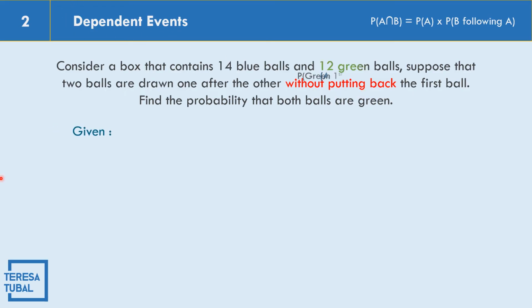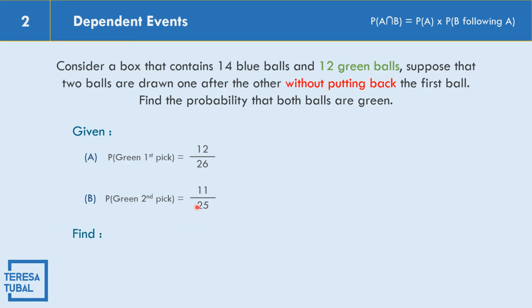So let us get now the event A. Event A is the probability of getting green in the first pick. So that is 12 out of 26, because 14 plus 12 is equal to 26. How about the event B? The probability of getting green in the second pick. So that becomes 11. Why 11? Because based on the problem, without putting back the first ball, 12 minus 1 is equal to 11. Also, the total number of possible outcomes, because without putting back the first ball, becomes 26 minus 1, that is equal to 25.